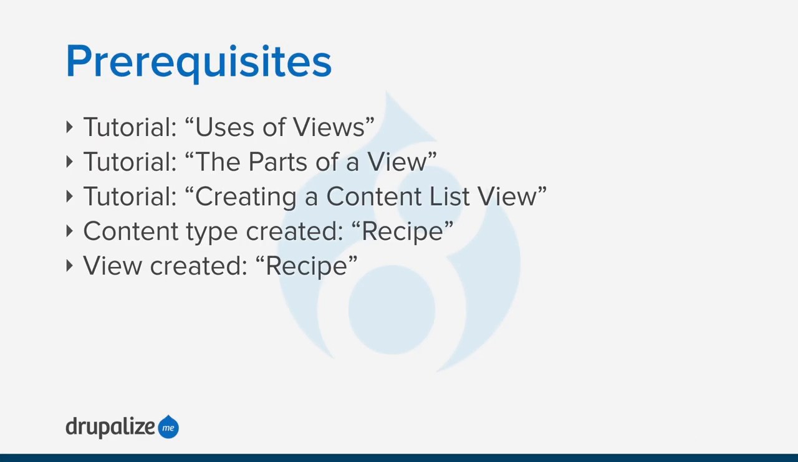Before you get started with this tutorial, you'll want to make sure you know what views are and the basics of how they're constructed. You'll also want to make sure you've created the listing page recipe view. In addition, your site will have to have recipe content items with a main image field. It's also a good idea that a few of these items are already created, so we have content that will show up in the view display we're about to build.